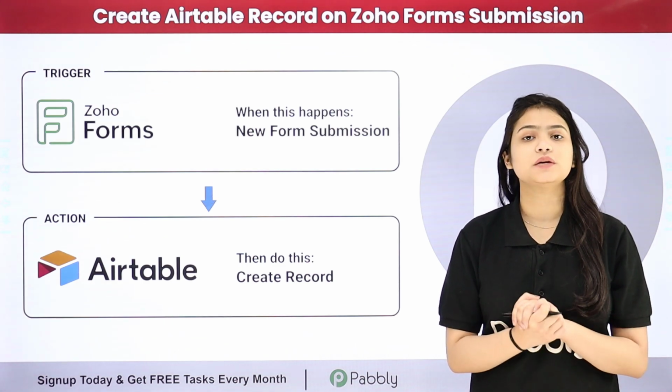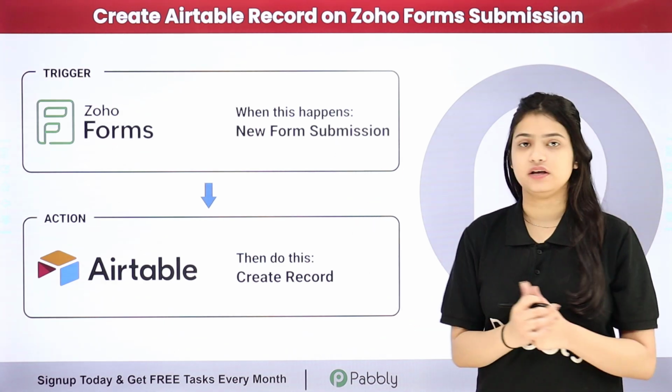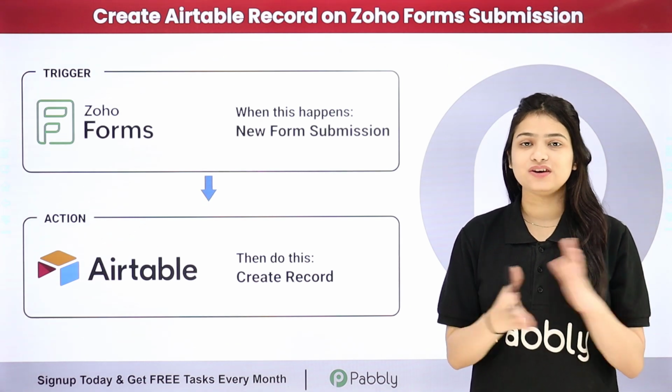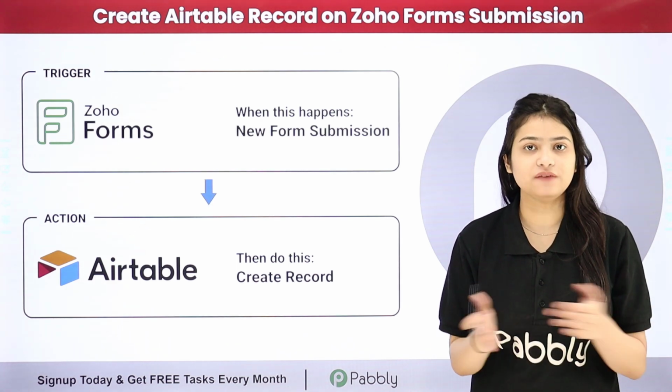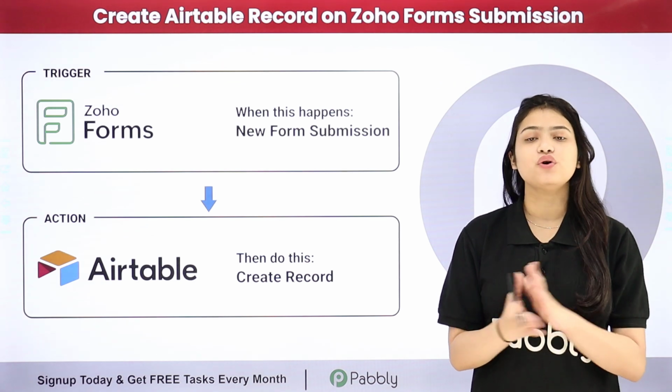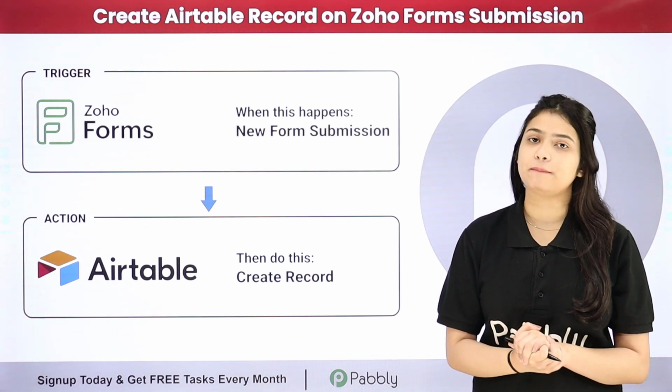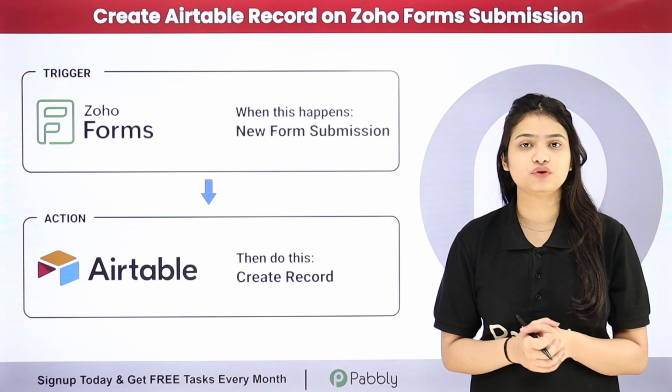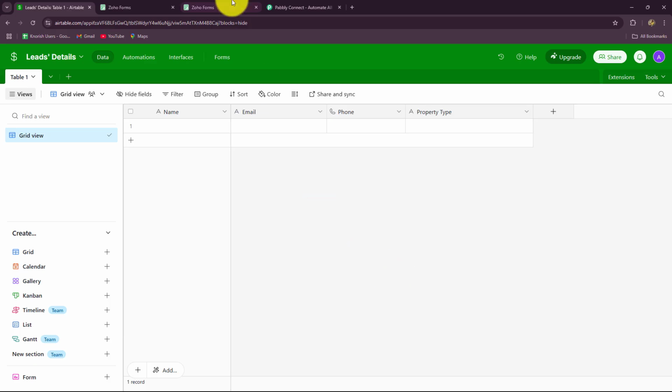For this, we will have to set up the connection between Zoho Forms and Airtable, and that we are going to do without any coding and any programming skills, simply with the help of Pabbly Connect. So if you also want to learn this amazing automation step by step for your business, for that you have to come towards my screen. Welcome to my screen everyone.